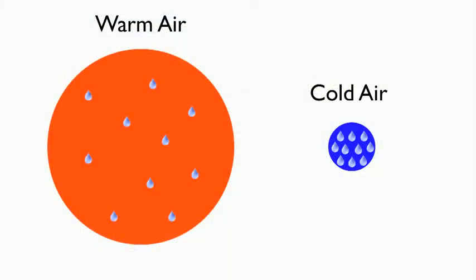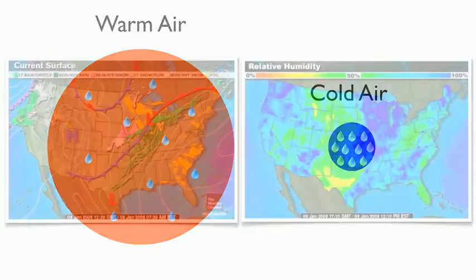The red circle just represents the warm air. Those molecules are really spread far apart. You can squeeze a lot of water vapor into that red circle. The cold air mass, the blue circle, is already pretty much filled up. And when you compare the two water contents, the warmer air mass is going to be able to hold a lot more moisture than the cold air mass.